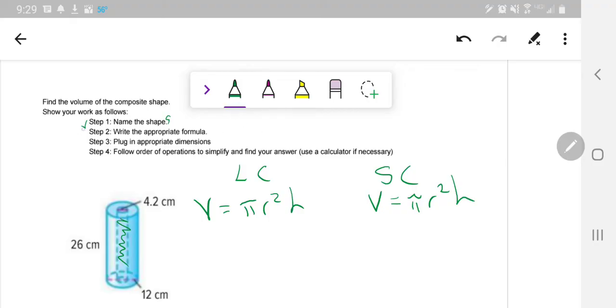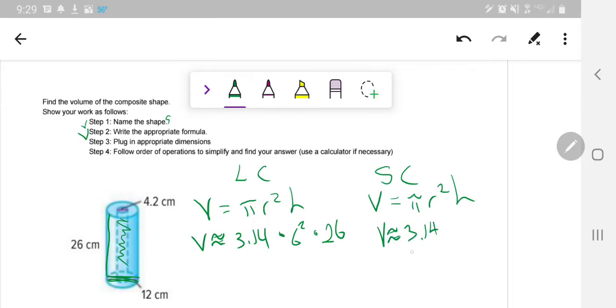Now we have to plug in the dimensions. That's step 3. So plugging in our dimensions for the volume of the larger cylinder, we're going to use 3.14 for our approximation for pi. Our radius, they actually give us the diameter of 12, so we've got to plug in a radius of 6, and then we have the height, which is always perpendicular to the base of the shape, so that's going to give us 26.